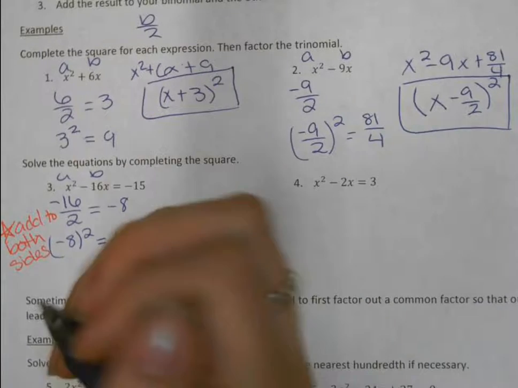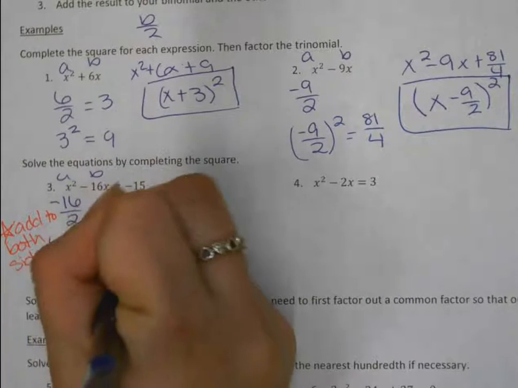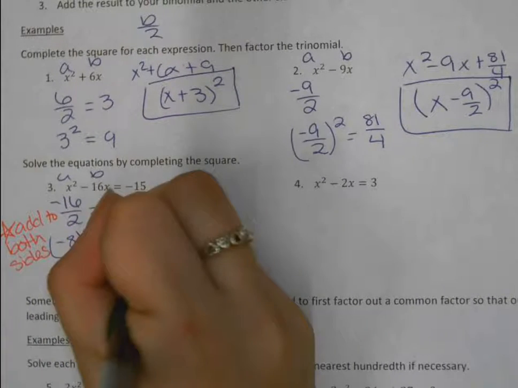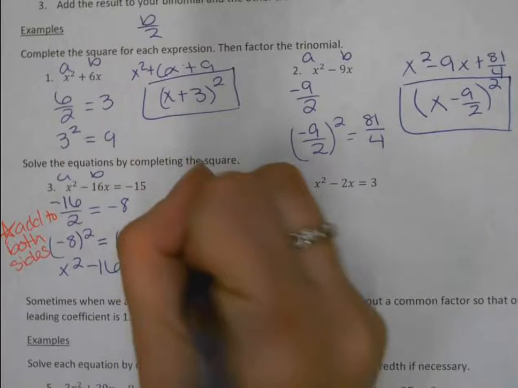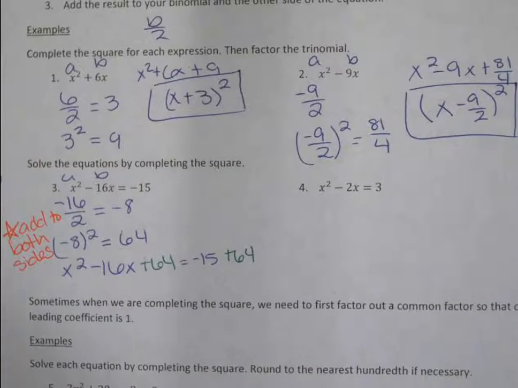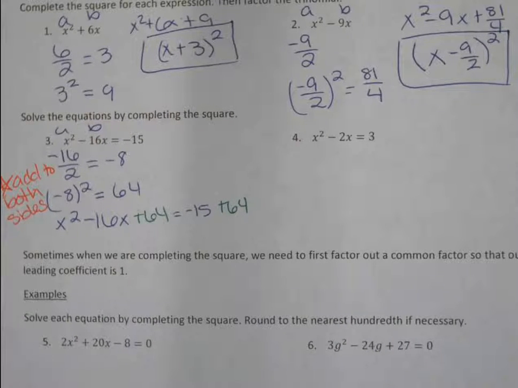Okay? So now I'm going to have x squared minus 16x, and then it's going to be plus 64 on the left equals negative 15 plus 64 on the right. Because I had to add to both sides.